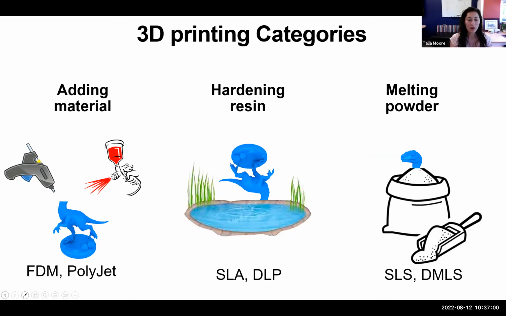In the middle, we've got hardening resin. So we've got a liquid resin and we are using some kind of light to harden that resin into your 3D printed object. And then the third type you'll see on the right is melting powder. So you'll have powder made out of some kind of material. And again, you'll be using a laser to melt that powder and then let it cool back into a solid.